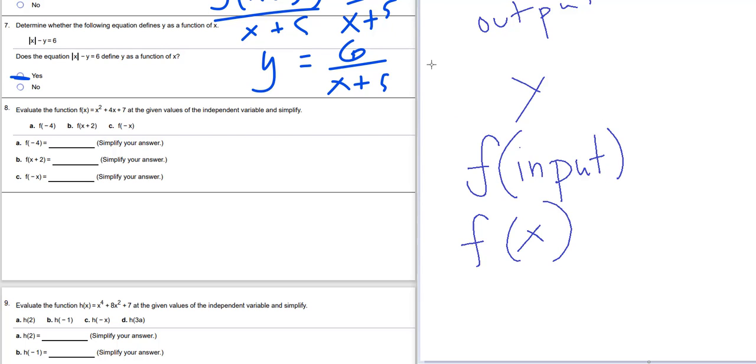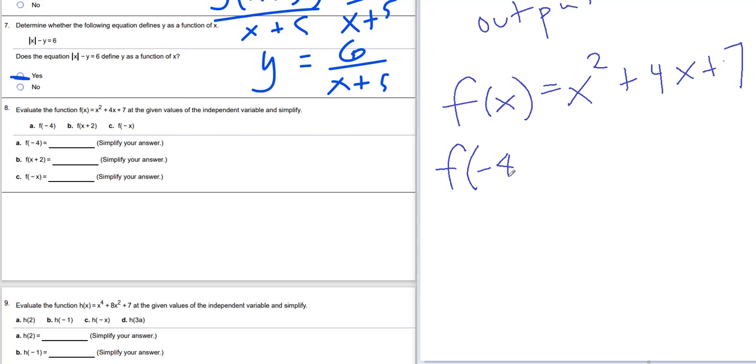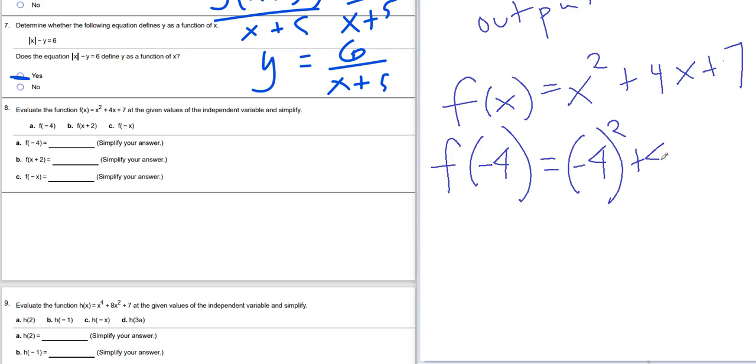And in this case, they gave us f of x equals x squared plus 4x plus 7. So this happens to be what we call a quadratic function. And they ask us to find f of negative 4 in part A. So here's the thing that's important to remember. If we want to find f of negative 4, that input is negative, and so your calculator understands what you're trying to tell it to do. You need to put it in parentheses.